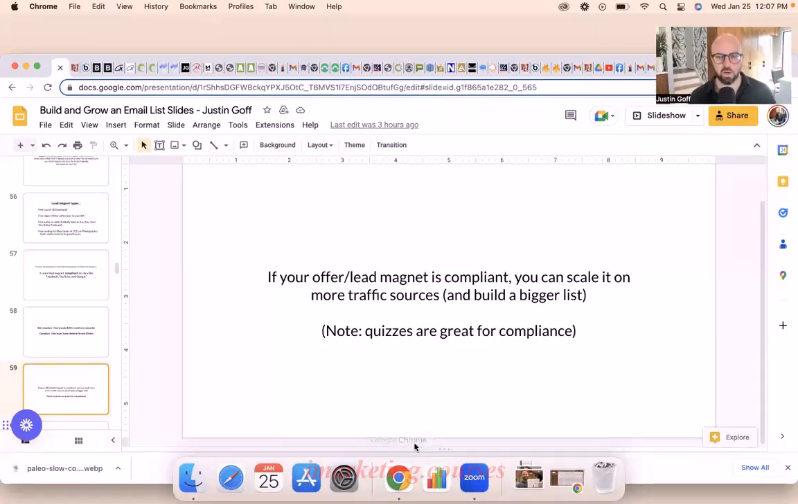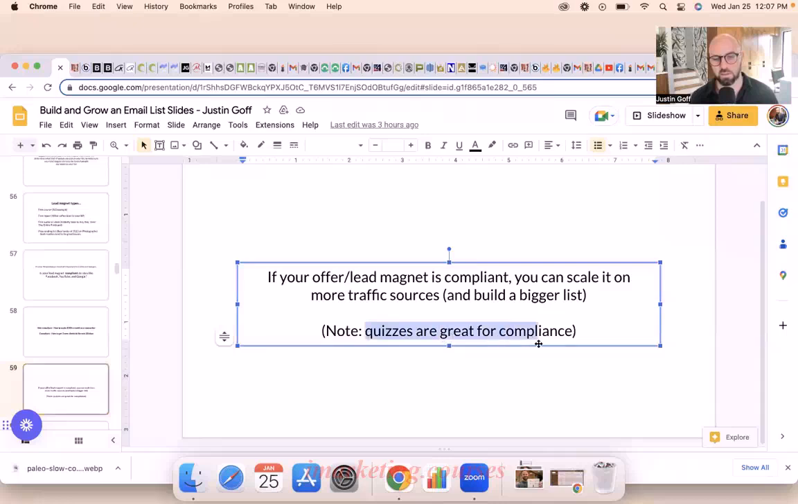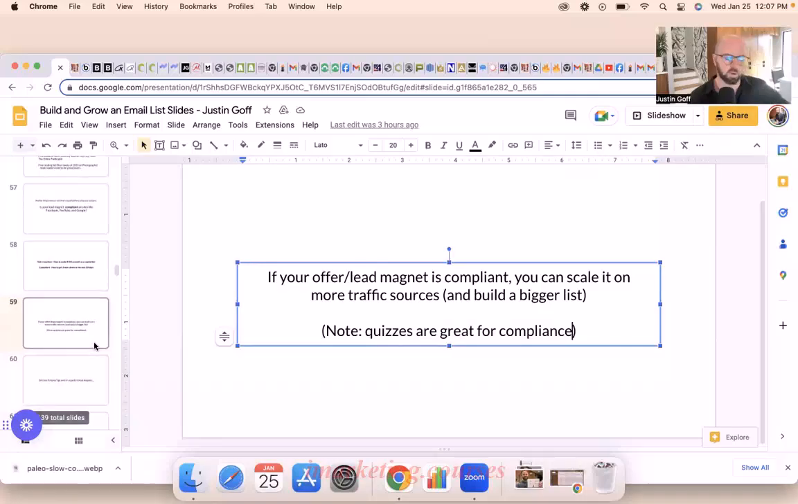I put a little note down here. Quizzes are really good for this, because quizzes are just seen as these fun little things. So Google's fine with you running quizzes, Facebook's fine with you running quizzes, YouTube is fine with you running quizzes. They all tend to be pretty good with you running a quiz.